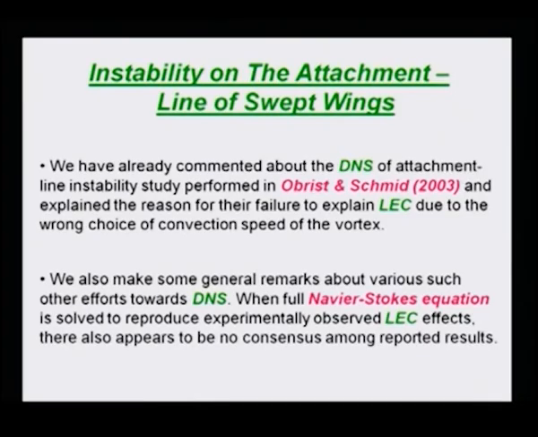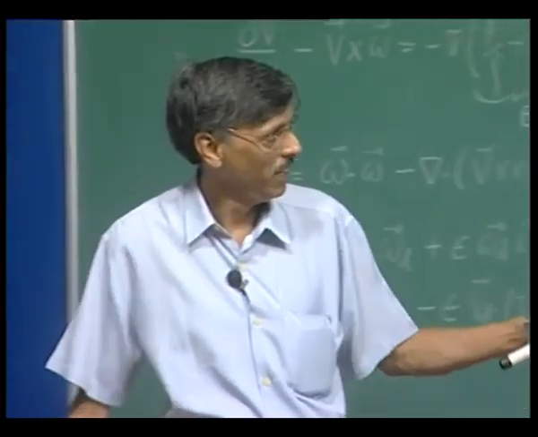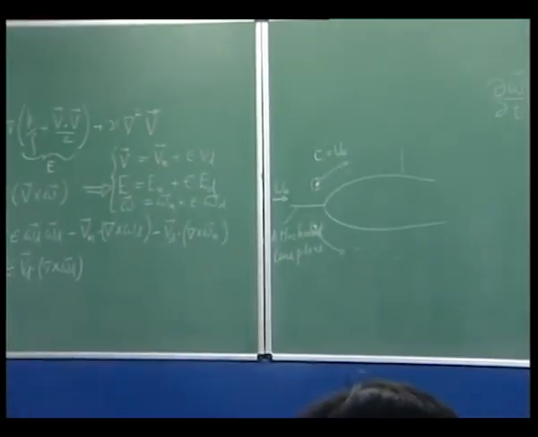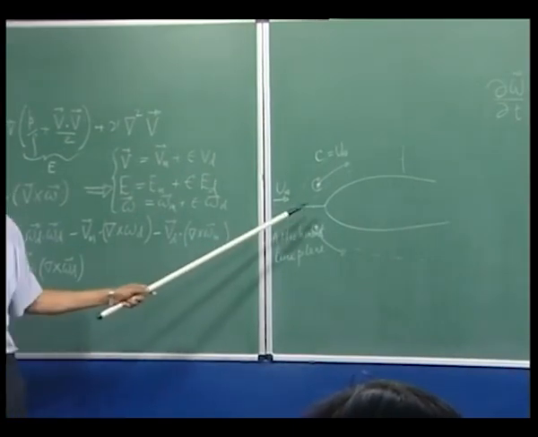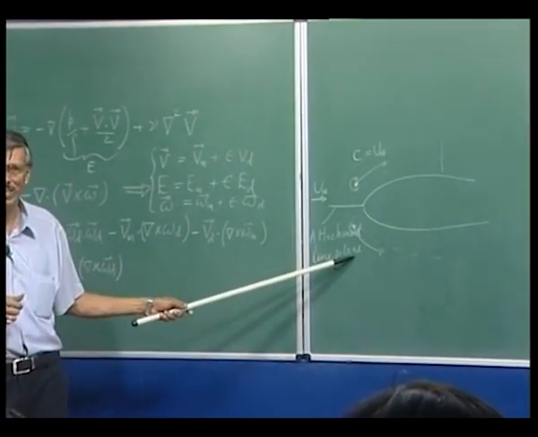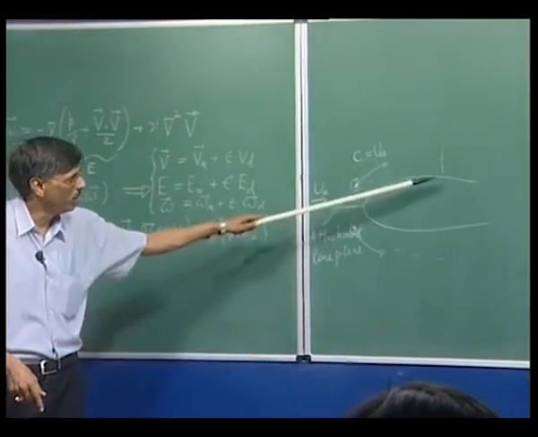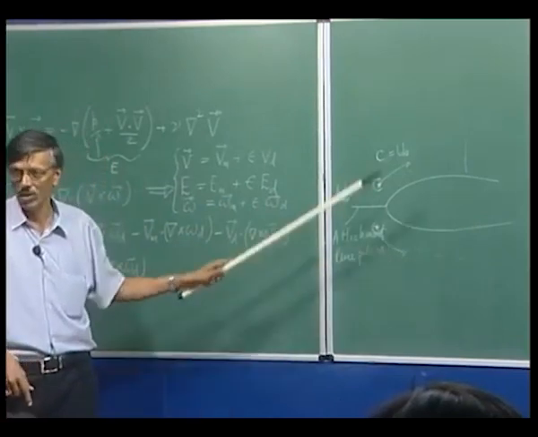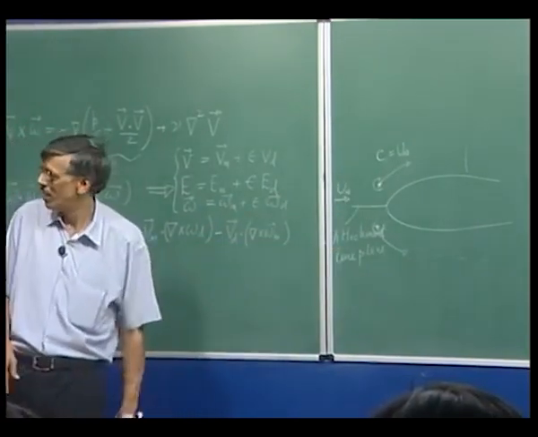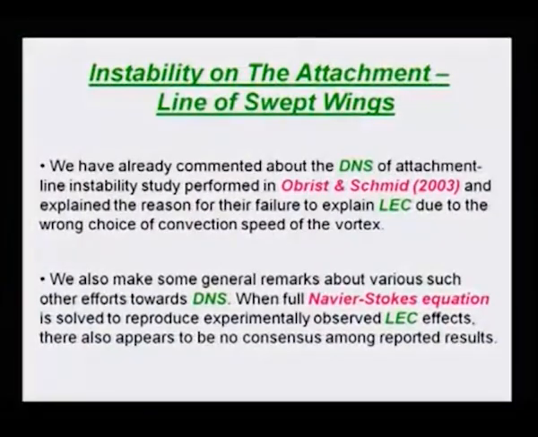I have talked about the DNS of attachment line instability where they thought they were doing one thing, but they were actually doing something else. So, now you understand: the hope was that if I take these two pairs, then if something is happening on the attachment line, it will be automatically picked up, because the computational domain included both the top surface as well as the bottom surface, but unfortunately they did not pick it up. That is due to the wrong choice of the convection speed of the vortex. So, that is one thing we can say.